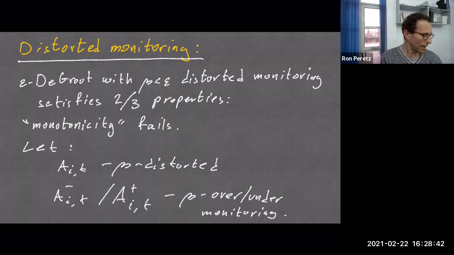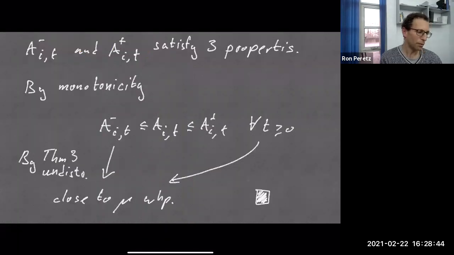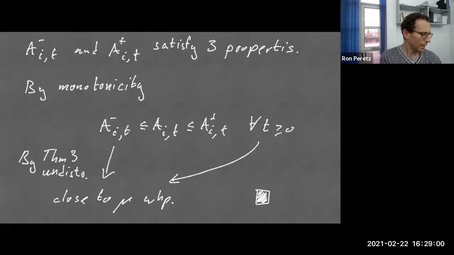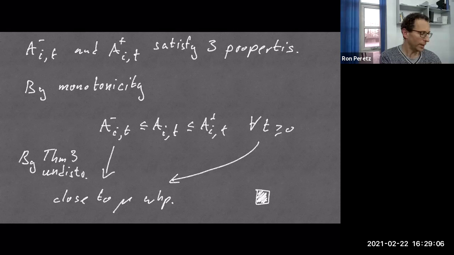So now these A plus and A minus do satisfy the 3 properties. And by monotonicity, the A minus is always smaller than my true process, A_i^t, and A plus is larger than the true process. And if I apply theorem 3 without distorted monitoring to A minus or to A plus, I get the result of theorem 3, which means that they are close to mu with high probability. And this proves my point. This concludes the proof.